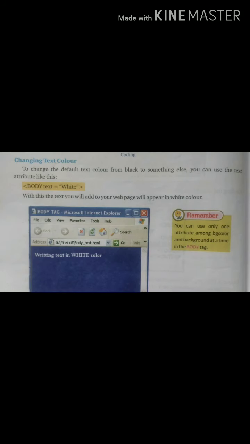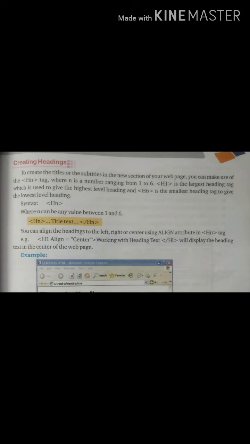Now to change the text color: by default it is always black. If you want to change the text color, you have to use the attribute body text and then write the color. Whatever color you want, you can write there, but don't write white on a white background. Don't use white color, otherwise nothing will come on the screen.